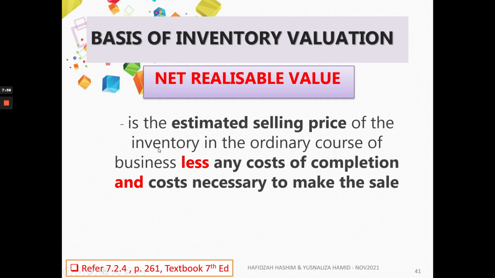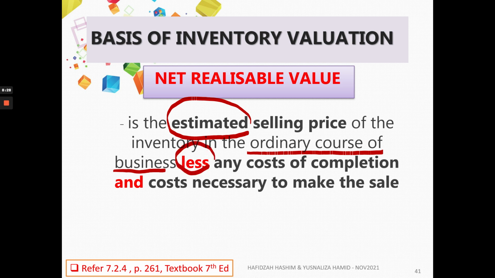Net realizable value, according to the MFRS 102, is actually the estimated selling price of the inventory in the ordinary course of business. So ordinary course of business are your normal business activities, dealing with the goods that you purchase, held for sale, and less any cost of completion. So this must be deducted, the cost of completion, as well as the cost necessary to make the sale.